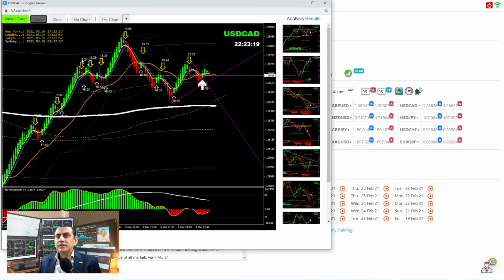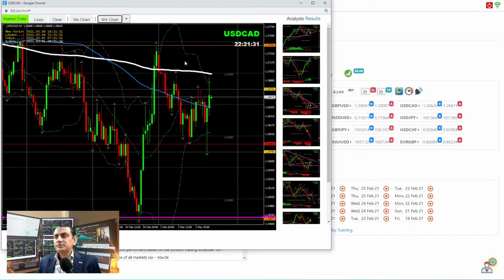Again, we have NFP tomorrow, so we are looking at this breakout. You can see the price is developing a sideways market. So we're looking for this breakout, and then we're going to take a trade accordingly. And if you look at the price action, as I mentioned, we were looking for this breakout, which the price nicely broke.